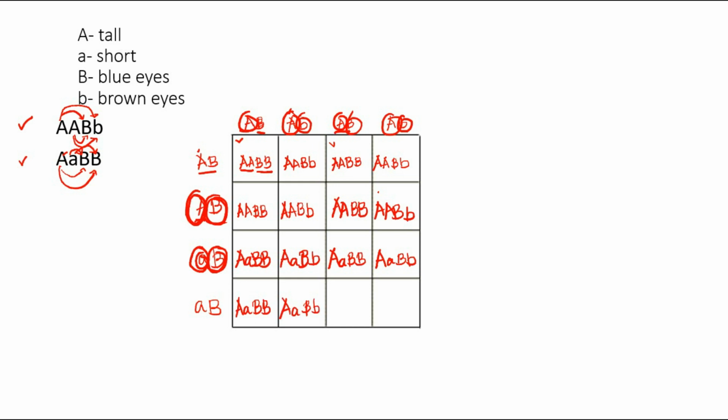And then dominant A, recessive A, dominant B, dominant B. And for the last box, you will be putting dominant A, and then recessive A, dominant B, and recessive B.